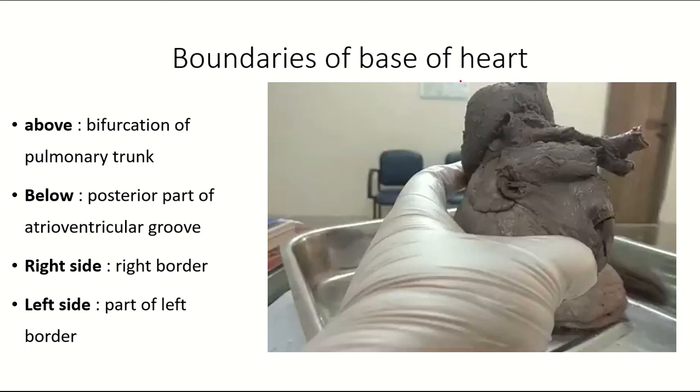Now the boundary of the base of the heart. Above: bifurcation of the pulmonary trunk. Below: the posterior part of the atrioventricular groove. On the right side: the right border, and on the left side: part of the left border.